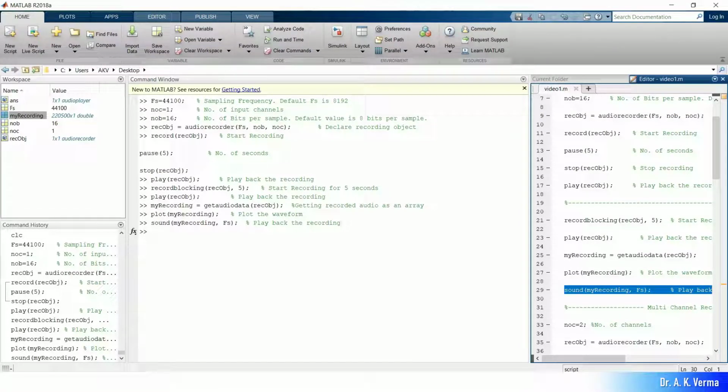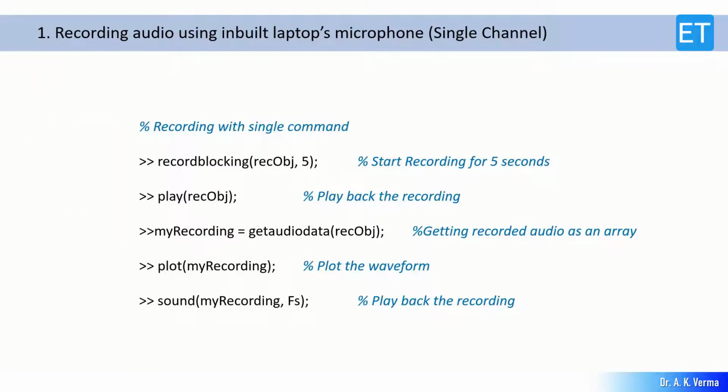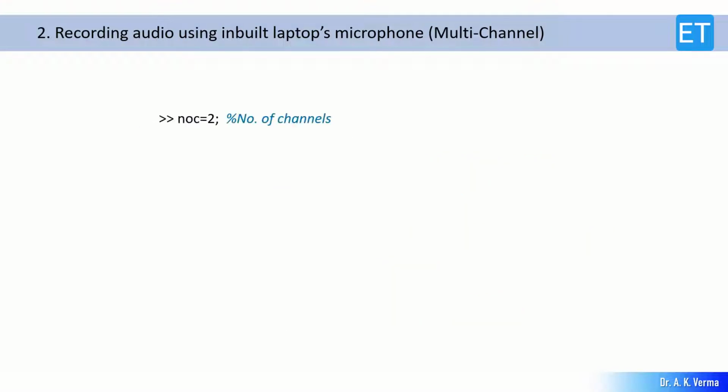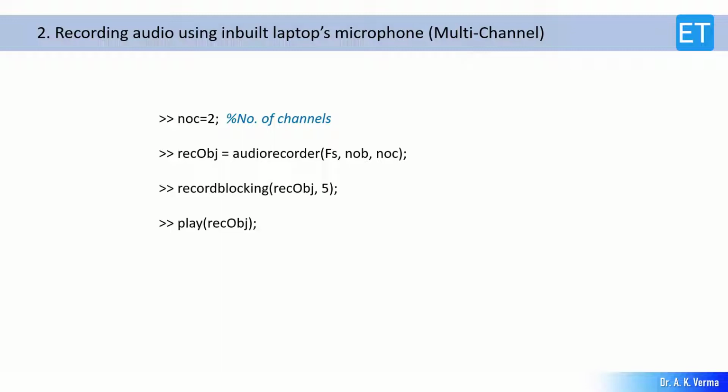Now I will show you how we can record our voice in two channels, that means stereo recording. Here we have to define the number of channels as 2. Let the sampling rate remain the same and the number of bits remain the same. Then we have to redefine the audio recorder object, then use record blocking for a 5-second recording and then play. So both channels will be recorded, and you can get your audio data into my recording variable by getaudiodata, and then you can plot it.